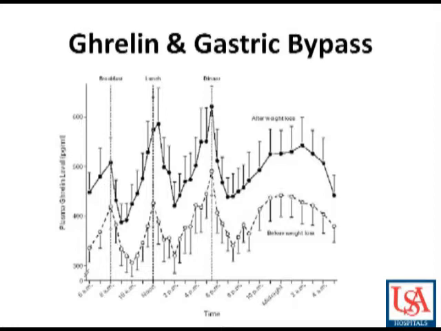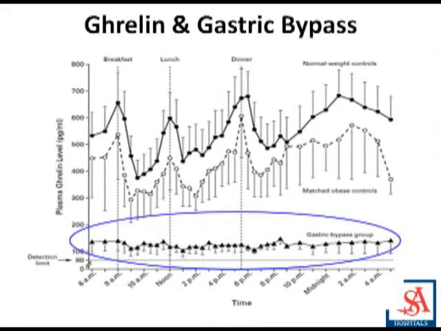So let's look at ghrelin levels after gastric bypass. And lo and behold, after gastric bypass, ghrelin levels are really low. We don't know why ghrelin levels fall to such a degree after gastric bypass, but that's one of the major reasons why gastric bypass works so well. Ghrelin levels are low. Patients after gastric bypass just aren't very hungry.